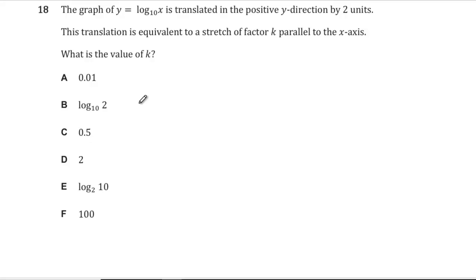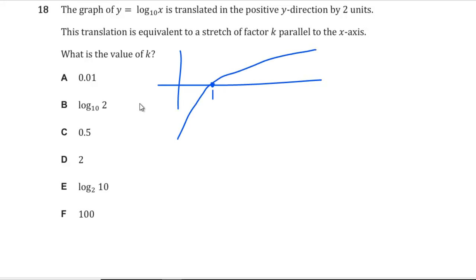The graph of y equals log base 10 of x is translated in a positive y direction by 2 units. This translation is equivalent to a stretch of factor k parallel to the x-axis. What's the value of k? Right, so our base graph is going to go through 1, and it's going to look like that. That's our log graph.